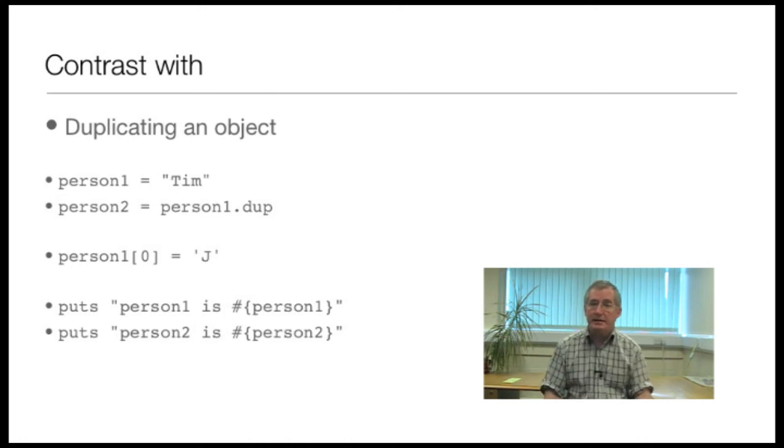Now we change the first letter of the object that person1 is pointing to, and we get person1 is Jim, and when we print out person2 we get the original evaluation, which is Tim. So we have two separate objects. Person1 is pointing to one object and we've changed that object. Person2 is pointing to a duplicate of the original object. We haven't changed that object, so we get the original evaluation out. Again, painful detail, but it's important to get that very clear in your mind.